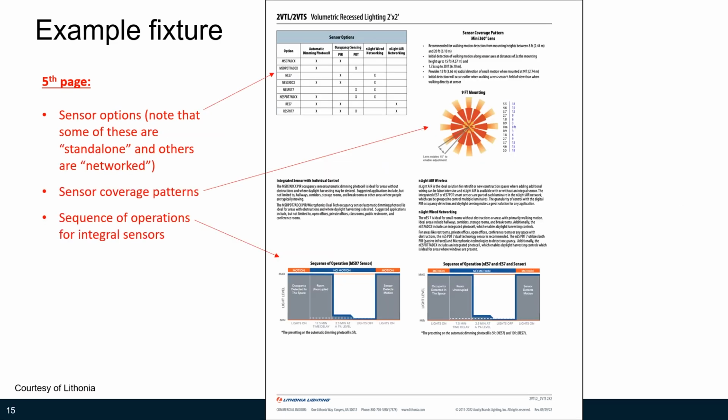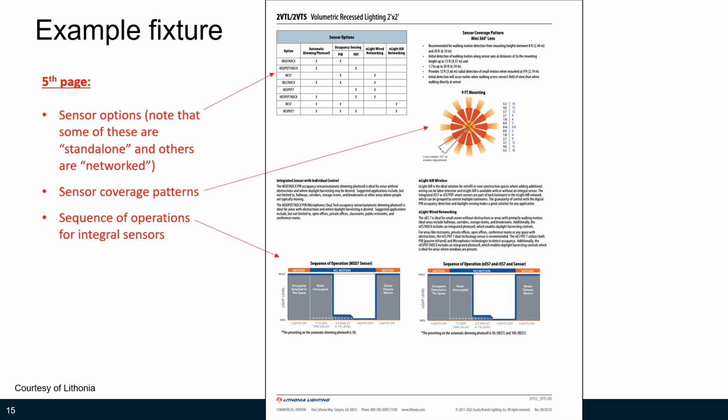On the fifth page of this 7-page series, they actually have a lot of detailed information about sensor options, sensor coverage patterns, and even the sequence of operations for those sensors. So note that in the table, there are options for both network as well as standalone sensors. And you'd have to go through and figure out which sensors are available for which fixtures, right? Depending on which you choose, they may do different things, they may have different features, but it's a comprehensive table that works with all of the available options that we looked at previously.